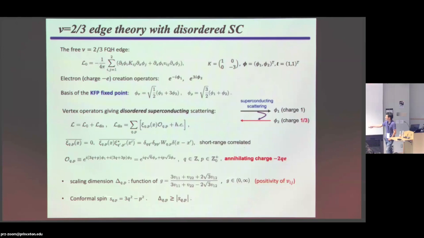Okay, and the conformal spin of this operator, if you're sufficiently familiar with this operator now, you can clearly read it out from this expression here. It's 3q squared minus p squared. That's basically the coefficient of this squared over 2, subtracting the square of this number over 2. And this number, by our earlier argument, lower bounds the scaling dimension. So that's the use of this parameter.